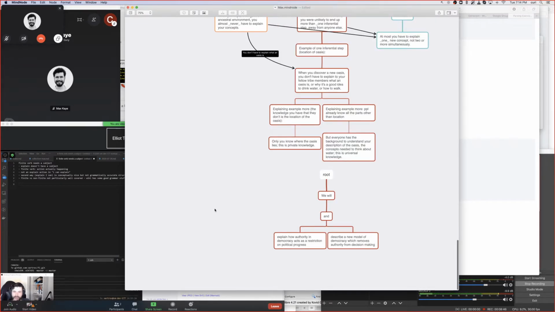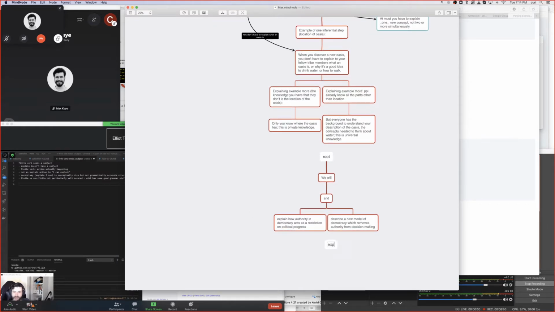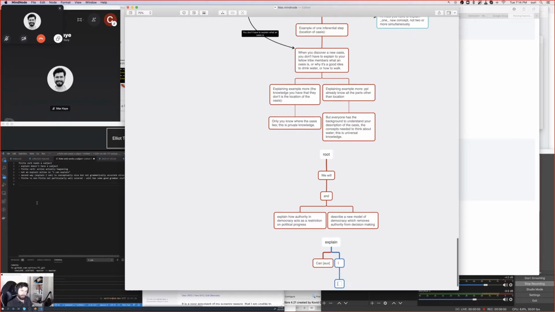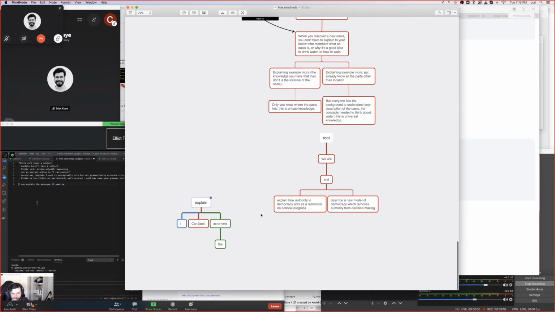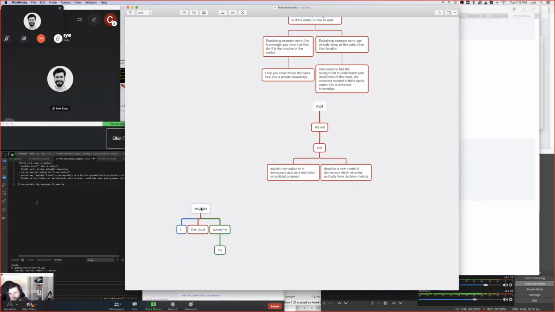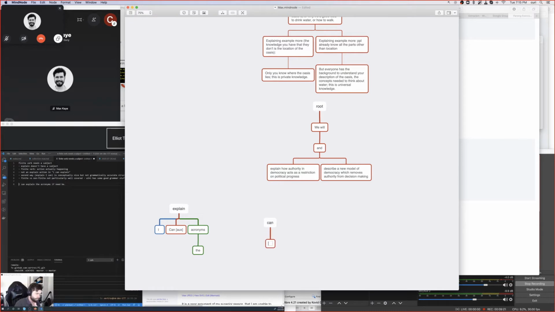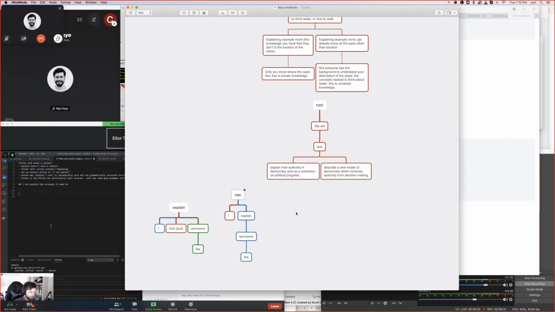Okay. You can do this with "explain", and you can also do the more proper one, this way. So "explain" is the object of "can", and "acronyms" is the object of "explain".